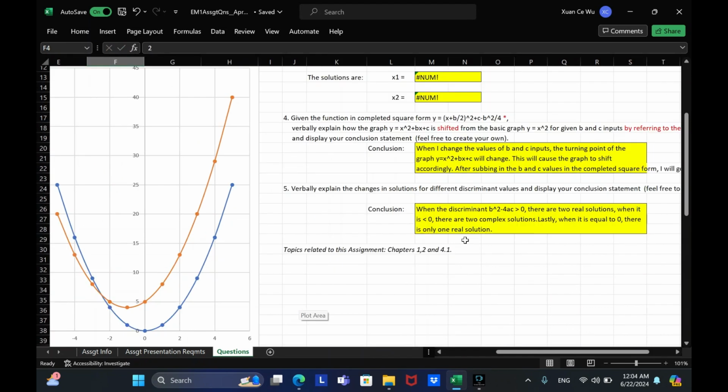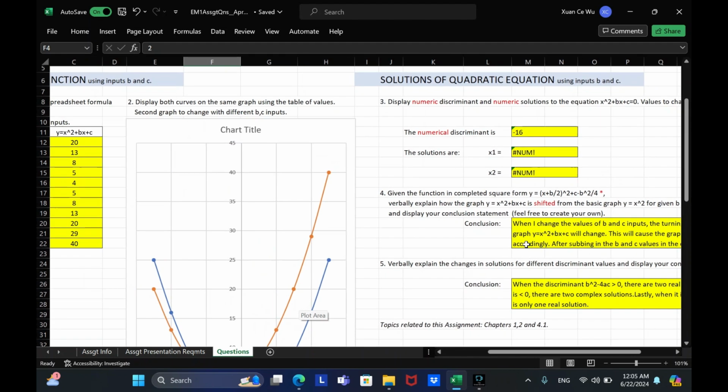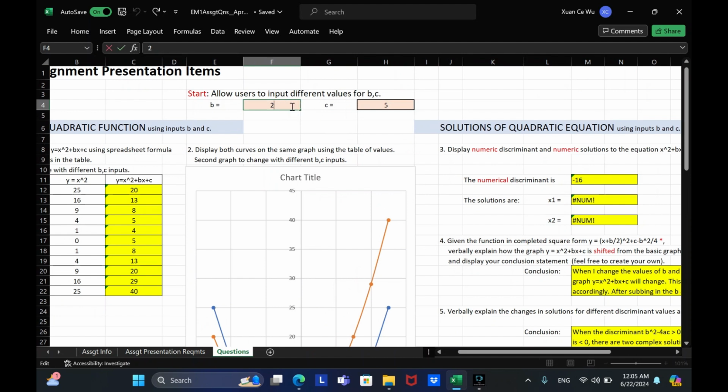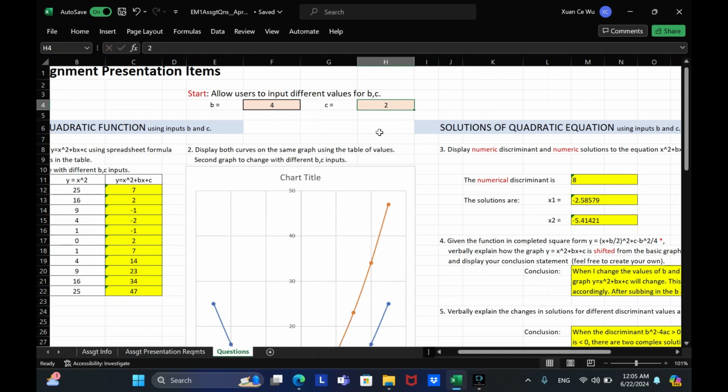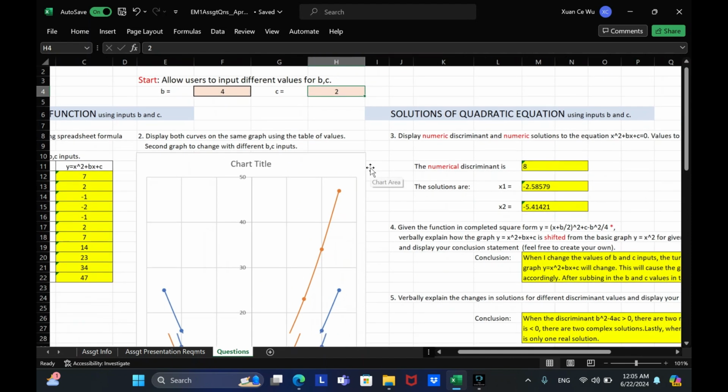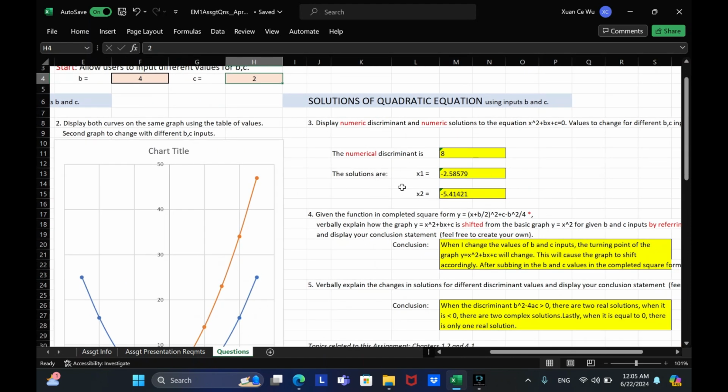For question 5, when the discriminant is more than 0, there are 2 real solutions. When it is less than 0, there are 2 complex solutions. Lastly, when it equals 0, there is only 1 real solution. So, for example, I make b 4 and c 2. As you can see, the discriminant is more than 0. So x1 and x2 are real solutions. That's all for my presentation.